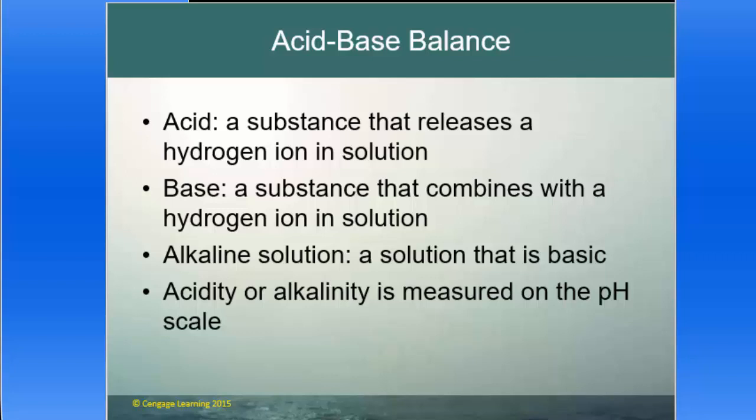All right, let's talk a little bit about acid and base solutions. An acid is a substance that releases a hydrogen ion in solution, and a base is a substance that combines with a hydrogen ion in solution. And so you get alkaline solutions, a solution that is basic, and then you have acidic solutions. Acidity or alkalinity is measured on the pH scale.